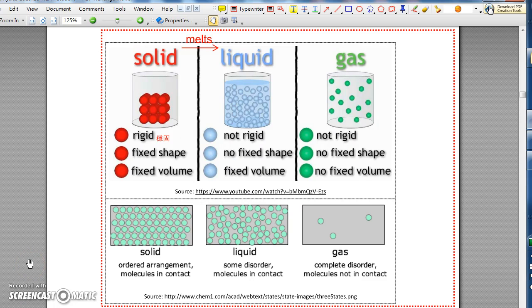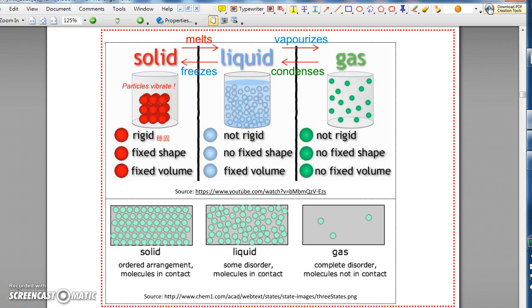As solid melts to become liquid, the particles move more freely. Liquid may vaporize to become gas, and you see that the gas particles are so far away from each other. Gas, on the other hand, condenses to become liquid, and liquid freezes to become solid.